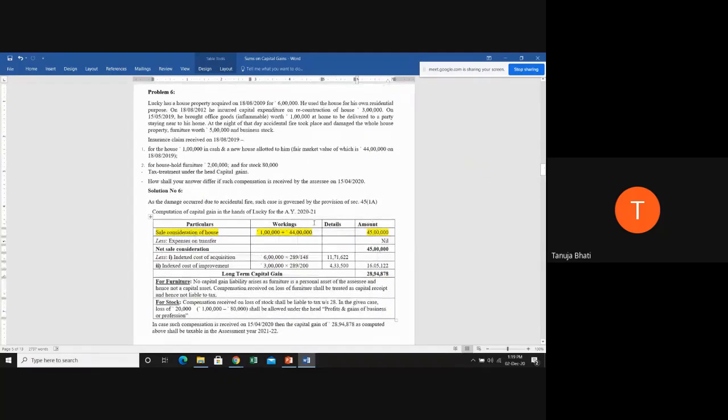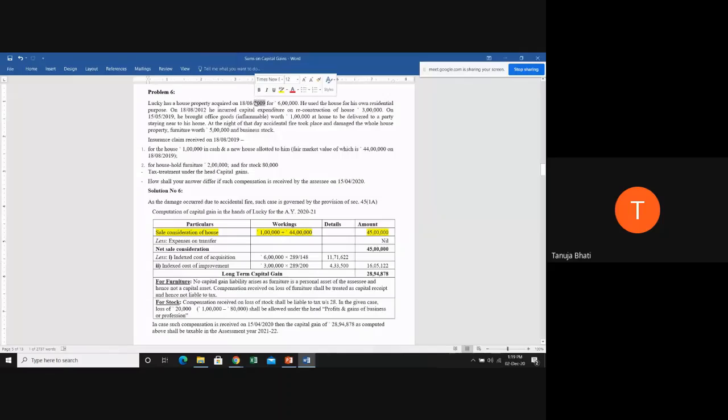Yes, students? Yes, ma'am. Okay, less expenses on transfer. There are no expenses on transfer, therefore it is nil. So net sale consideration is 45 lakhs, less indexed cost of acquisition. Why are we taking indexed cost of acquisition? Because it is a long-term capital asset.